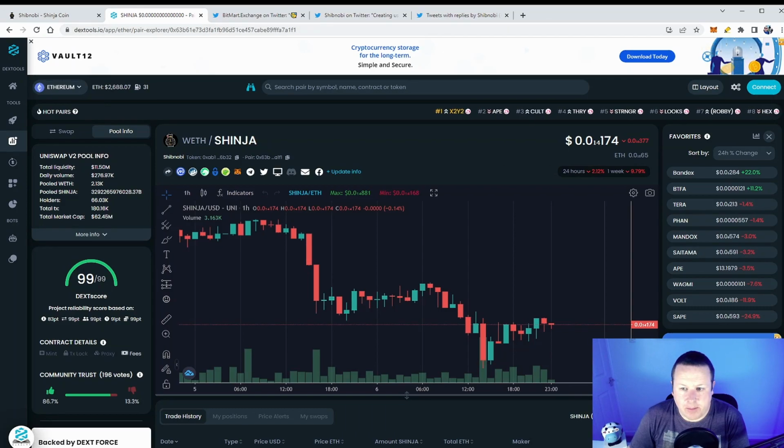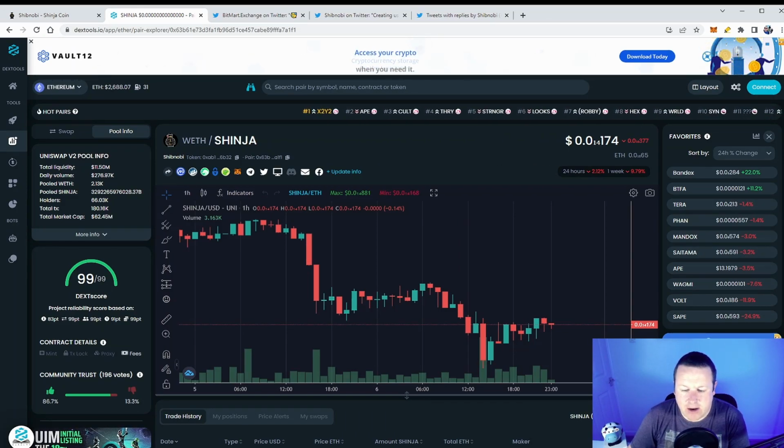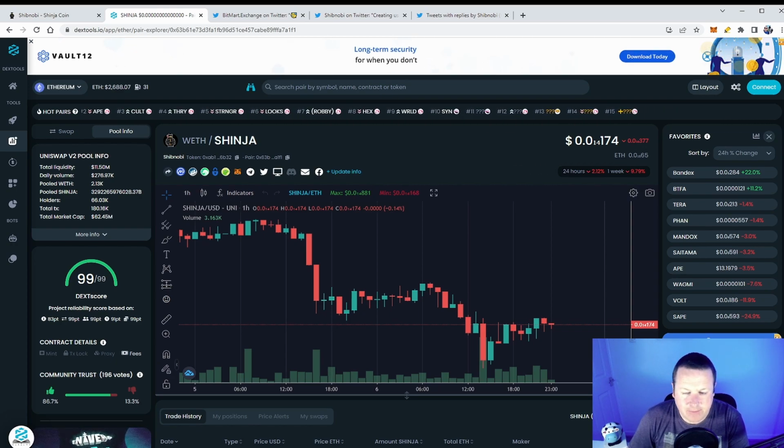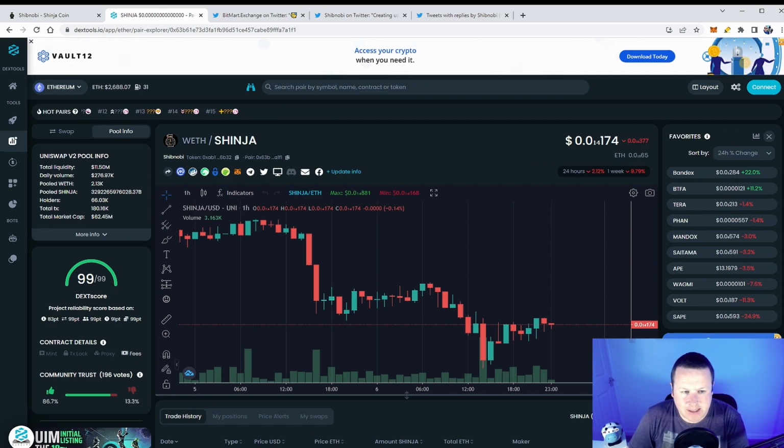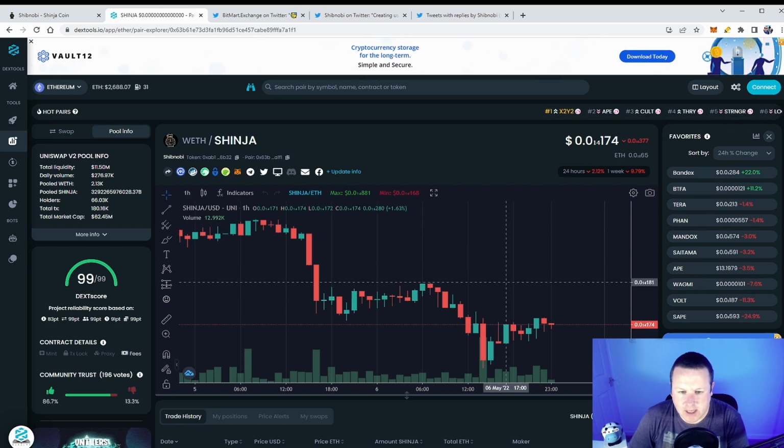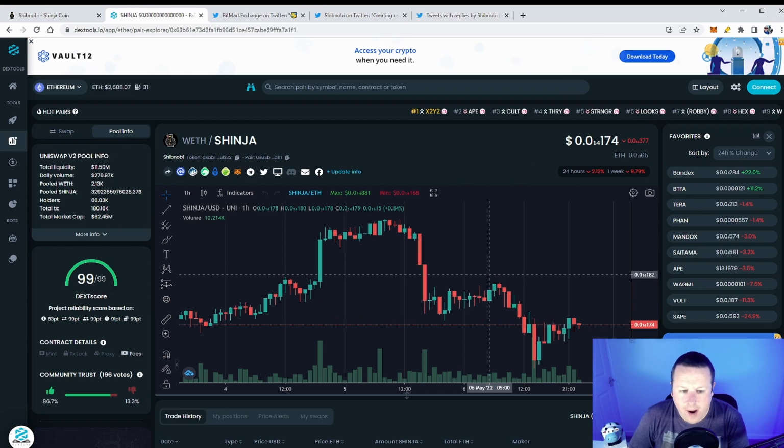So we take a look at the price. The price is down 2% on the day, down in the 14 zeros 174, 11.5 million in liquidity, market cap still around $62.5 million, holders 66,000, albeit that is a slowly rising number. It doesn't feel like it's got the same catalyst as it had, but look, we've got quite a bit coming.